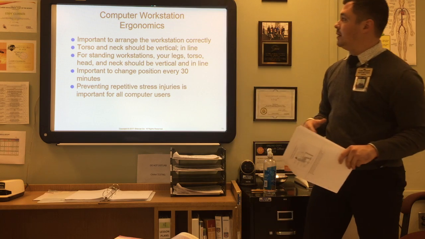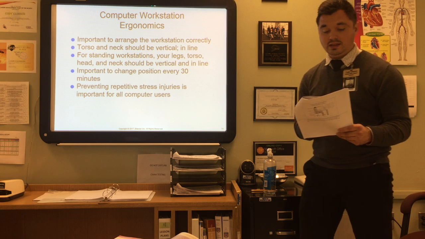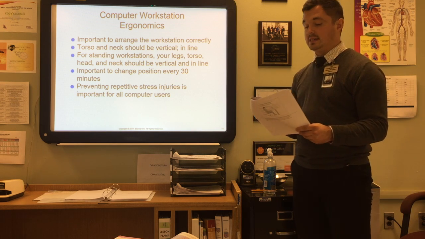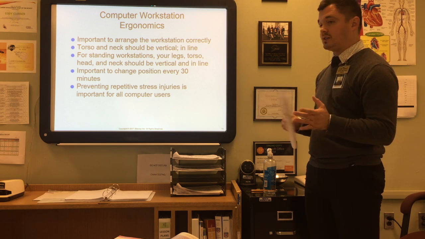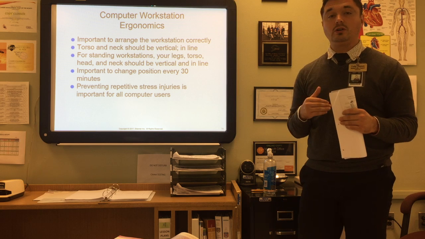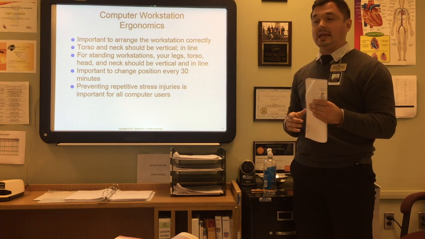The computer ergonomic workstation. Ergonomics is the field of study that involves reducing strain or injuries by improving workstation designs. It is important to arrange your workstation correctly. The torso and the neck should be vertical and in line. You don't want to be crunched over and putting your neck at a strain.